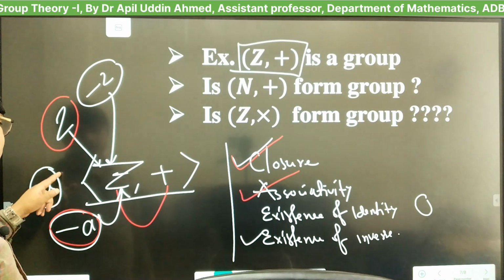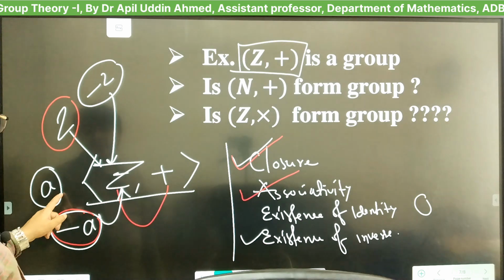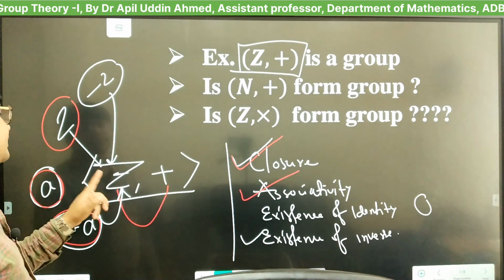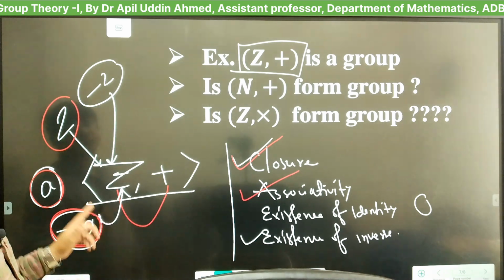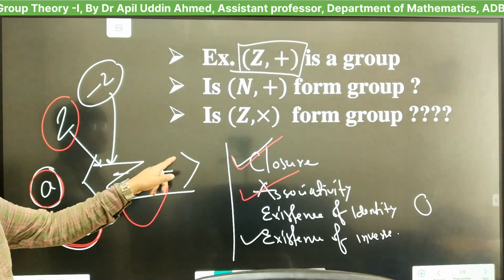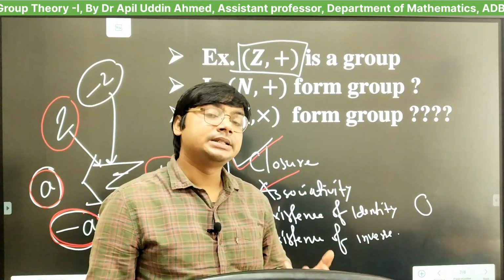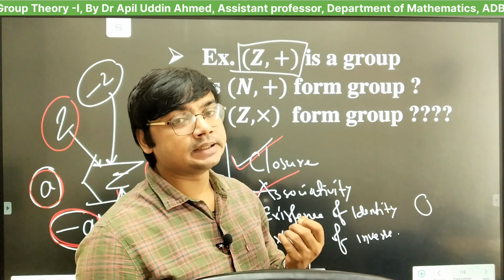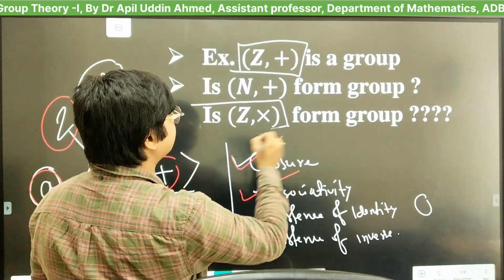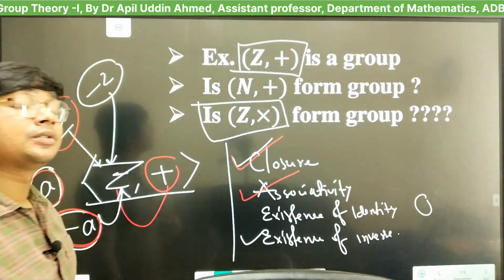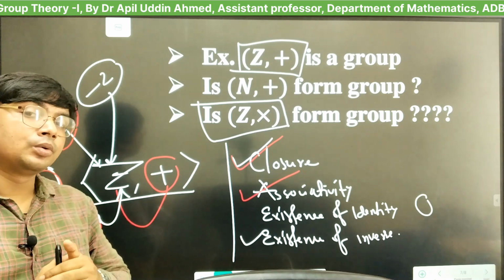So that means any element of Z must have an inverse element in Z with respect to this addition. That means this set of integers is a group. Similarly, suppose we consider Z, the set of integers, with respect to multiplication. Is it a group?